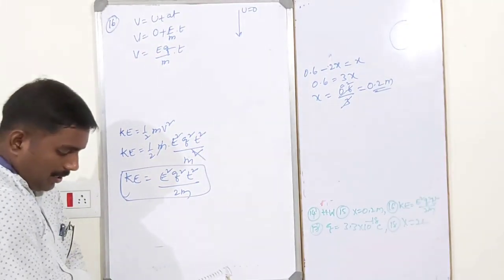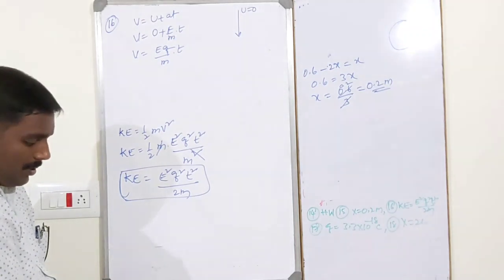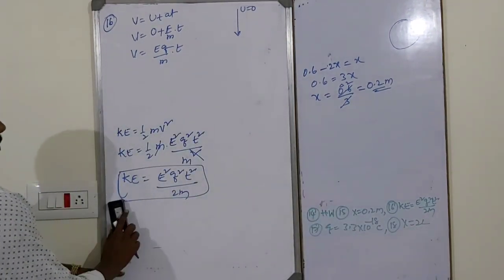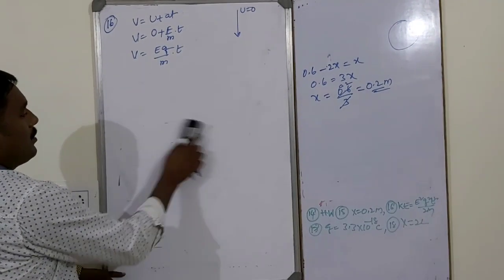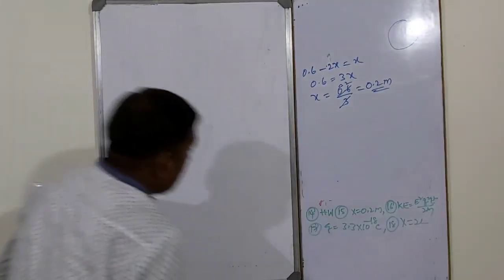Next one is 17. See, this is the 17th problem. This is also one more bit. Next one, 17th problem, students.